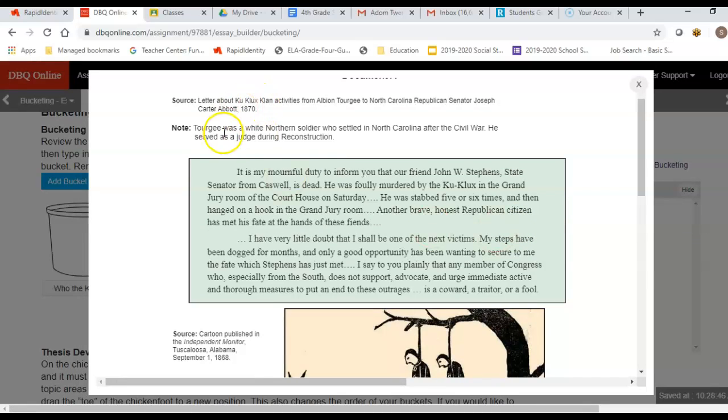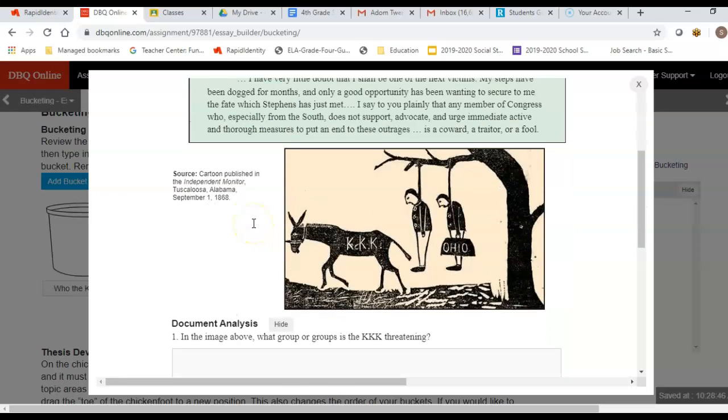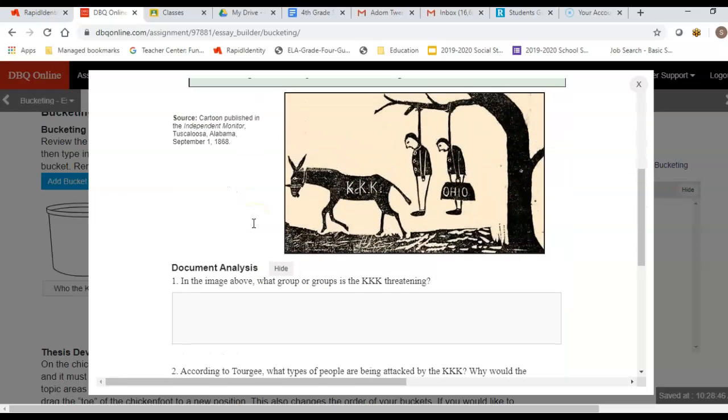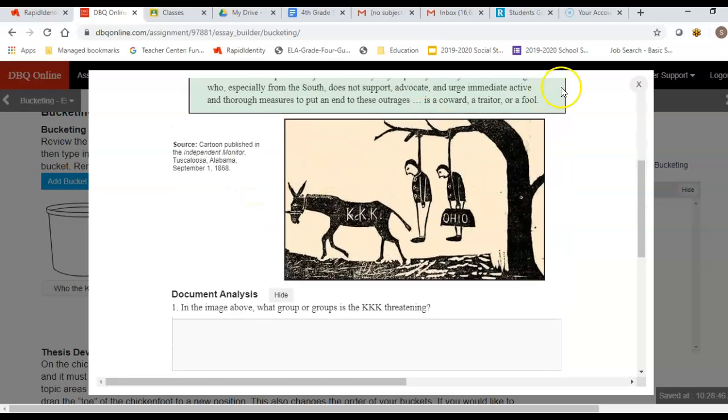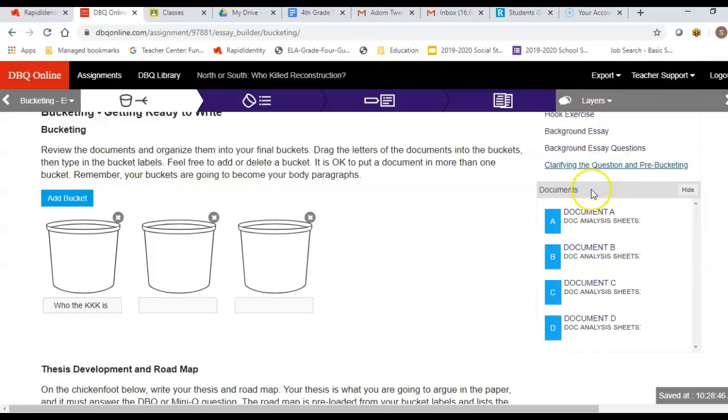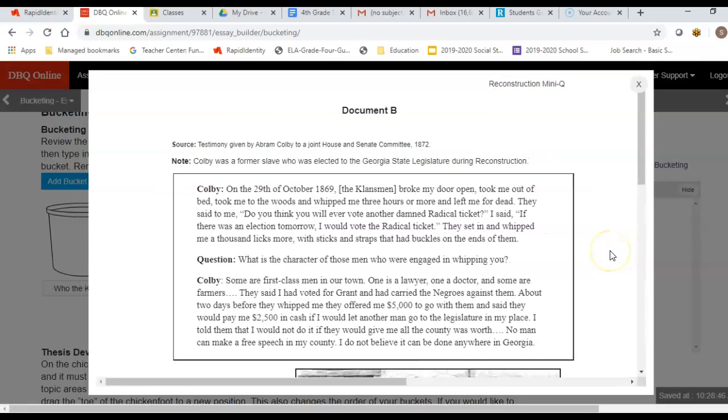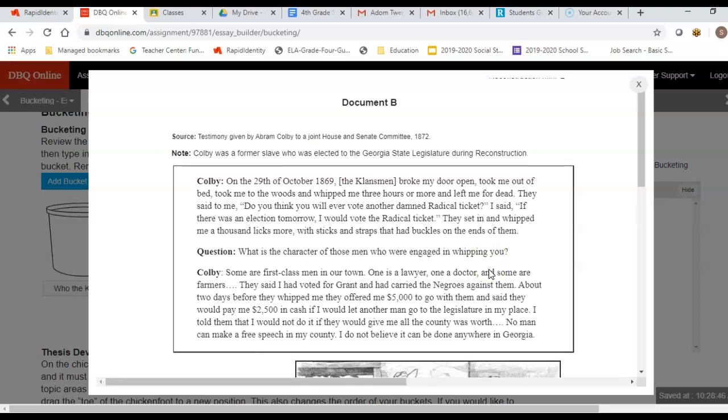Let's see. Tourgée was a white Northern soldier who settled in North Carolina after the Civil War. He served as a judge during Reconstruction. So this talks about how the KKK killed people and what they did. Let's see if there's another one. I'm going to keep that in mind, but let's look and see if there's another one.